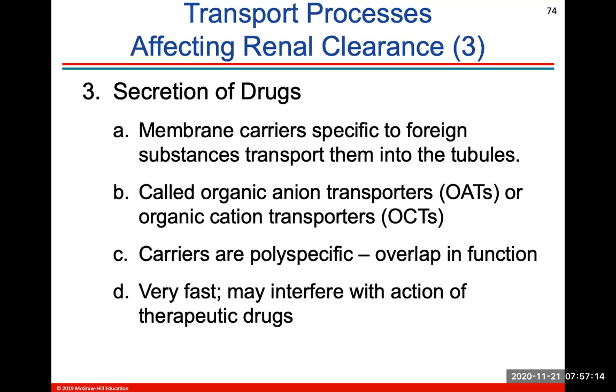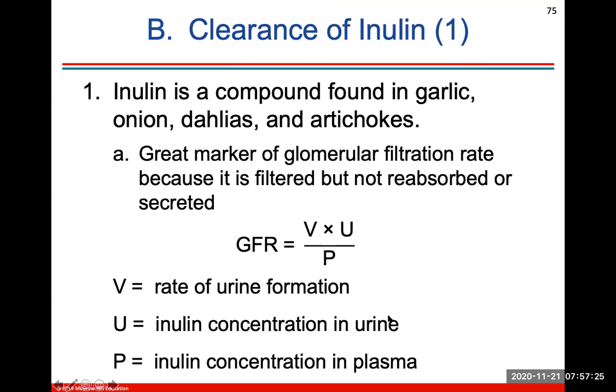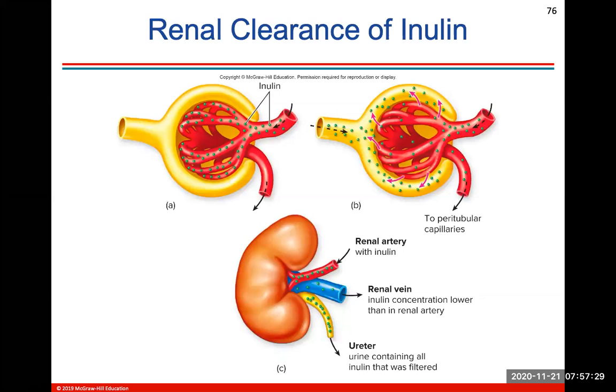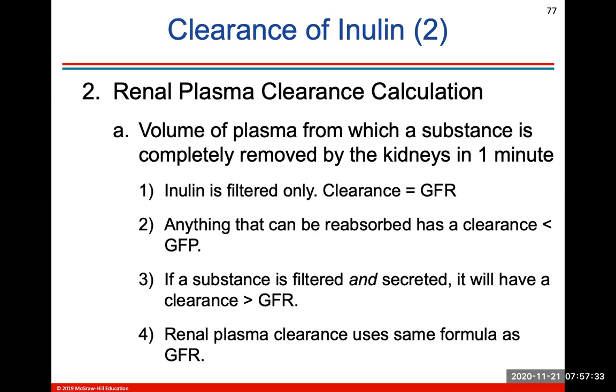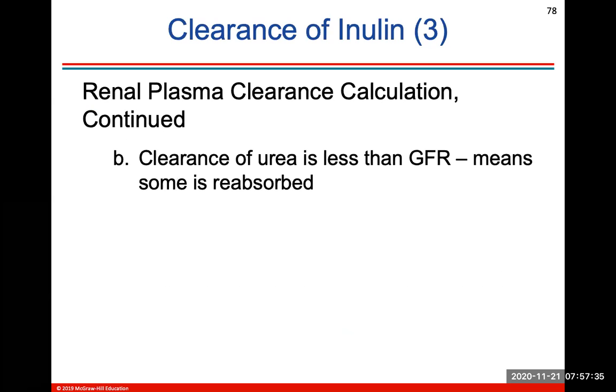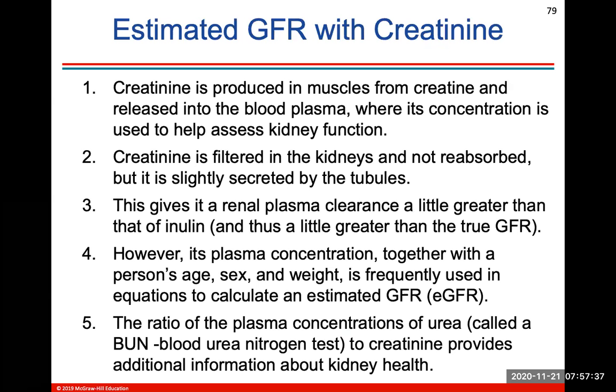Secretion of drugs is important. So this can be very fast. It may interfere with the action of therapeutic drugs. So drugs can be secreted out through the urine. I'm going to pass over some of this, but this is just renal clearance of inulin, renal plasma clearance calculation. You won't need to know this, so I'm going to pass over this.